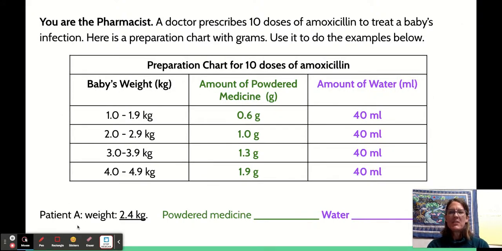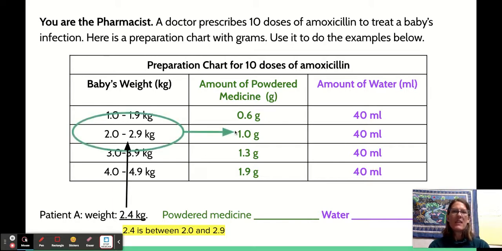So the first thing we need to do is look for the baby's weight. And it says that patient A, patient is the word for the person, their weight is 2.4 kilograms. And so I'm going to look up in the chart here for where 2.4 kilograms falls. And if you look, you'll see that this one says 1.0 to 1.9. So that's lower. 2.0 to 2.9, yeah, 2.4 is in the middle of that range. So that is the amount I want to use.